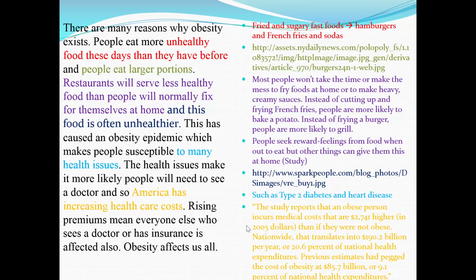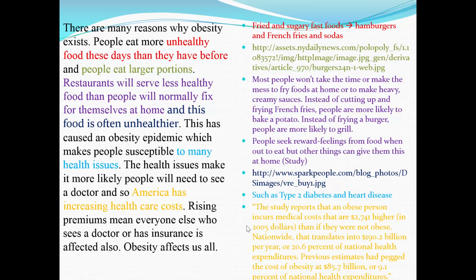So here we have a direct quotation that says, the study reports that an obese person incurs medical costs that are $2,741 higher than if they were not obese. Nationwide, that translates into $190.2 billion per year, or 20.6% of national health expenditures. Previous estimates had pegged the cost of obesity at $85.7 million, or 9.1% of national health expenditures.